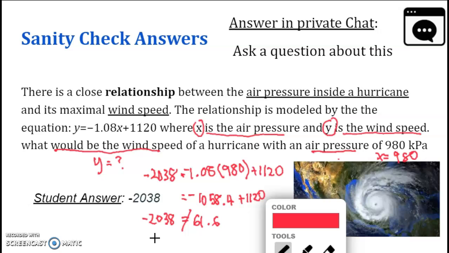Okay, one way to make sure that my answer is reasonable is to just think about it. What does it mean if I got negative 2038? I got the air pressure to be negative 2038. Does that sound right to you? As opposed to 61.6 kilopascals. Air pressure cannot be negative. So I know that this is definitely off. I've made some mistake there.